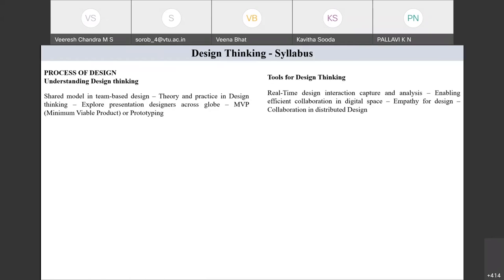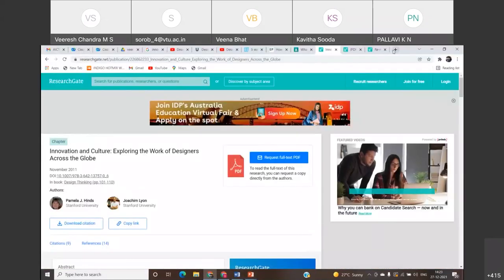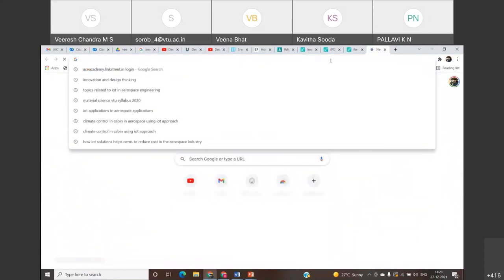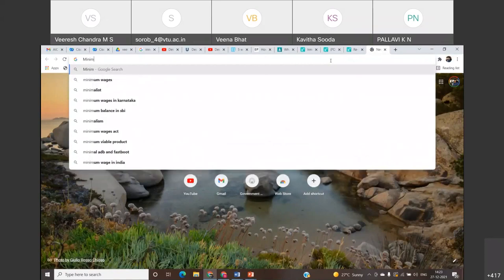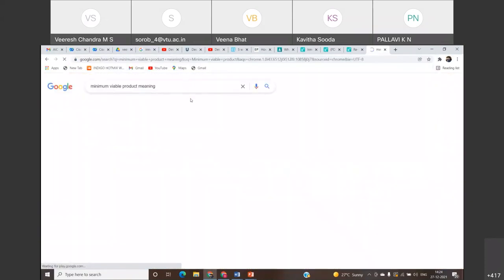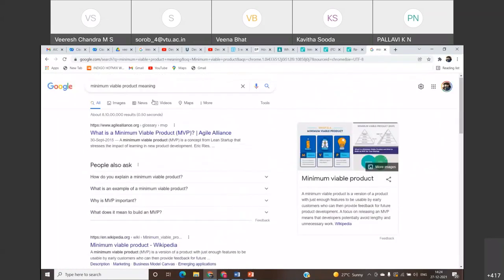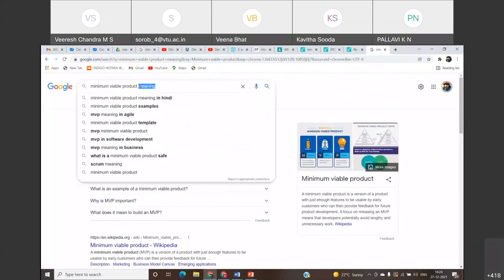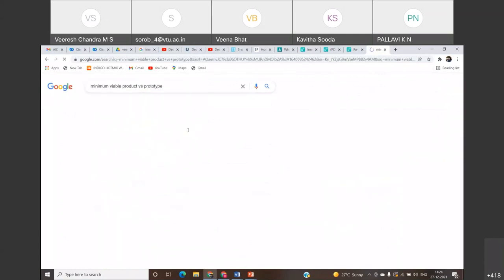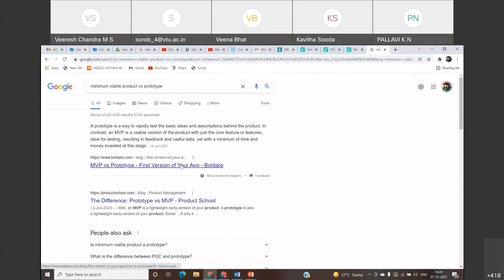Sir, link for MVP. So just a second, what we can do is we can just type here. So you can get the minimum viable product meaning. What exactly is it? We have Wikipedia itself. And if we want the difference, see, minimum viable product versus prototype. What is a prototype? So the difference here, you can see the difference. Hope everyone is seeing the screen.